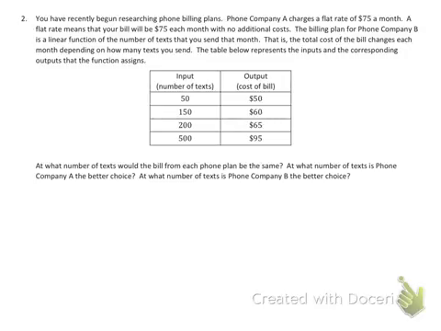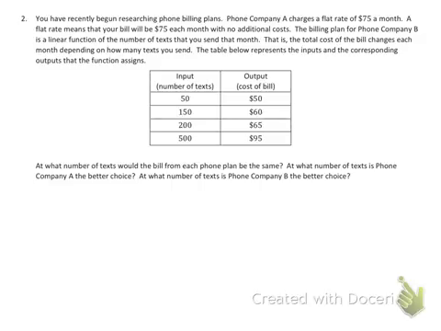You have recently begun researching phone billing plans. Phone company A charges a flat rate of $75. A flat rate means that your bill will be $75 each month with no additional costs. The billing plan for phone company B is a linear function of the number of texts that you send that month. That is, the total cost of the bill changes each month depending on how many texts you send.